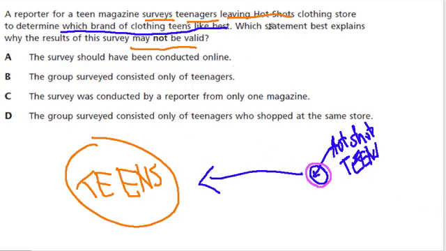Why? Well, because they're only surveying certain students from a certain store. Does everyone shop here? No. Well, if they did, maybe it'd be okay, but not everyone shops at the same store. So how could everyone from this one store represent everyone else? And it says here, the survey should have been conducted online. That might have helped, but there's still problems with that.